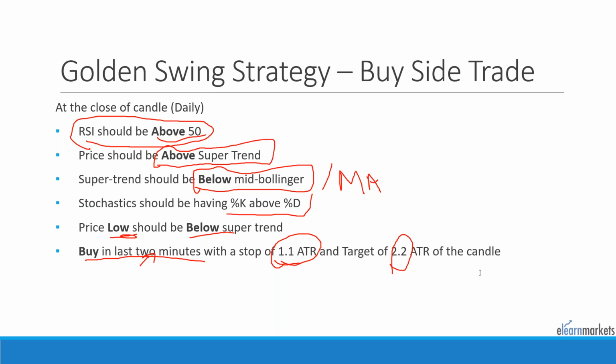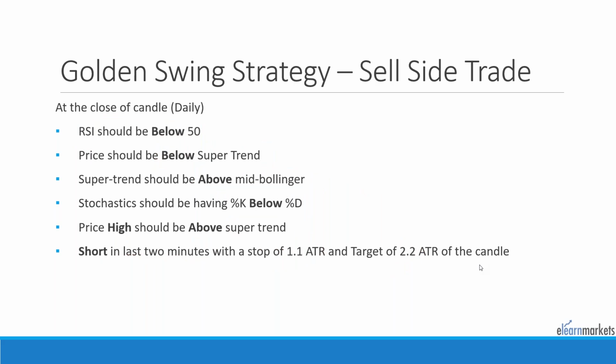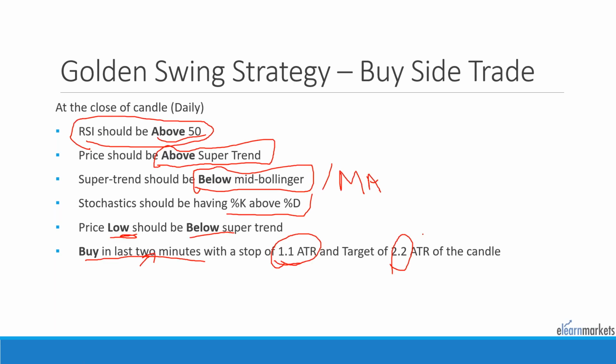Bollinger Band, Aditya, because I was actually only checking the mid Bollinger Band, and the mid Bollinger Band is nothing but the 20 period simple moving average. So I used to use it at, where is this? Sorry. I use the mid Bollinger. You can also use the moving average. It's all the same. Okay. The price should make a low below the super trend.